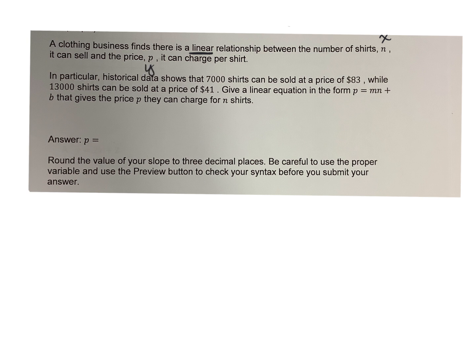Keep that in mind. So in particular, historical data shows that 7,000 shirts can be sold at a price of $83. So that's my first ordered pair point that we come up with. All right. Again, notice that the number of shirts is your X and your price that you charge is P. And it also shows that 13,000 shirts can be sold at a price of $41.